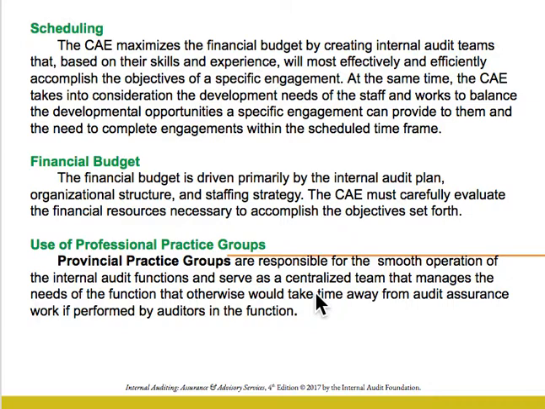So the chief audit executive maximizes the financial budget by creating internal audit teams that, based on their skills and experience, will most effectively and efficiently accomplish the objective of a specific engagement. At the same time, the CAE takes into consideration the development needs of the staff and works to balance the development opportunities and specific engagements that can be provided to them, and the need to complete the engagement within the scheduled time frame. What does that mean?